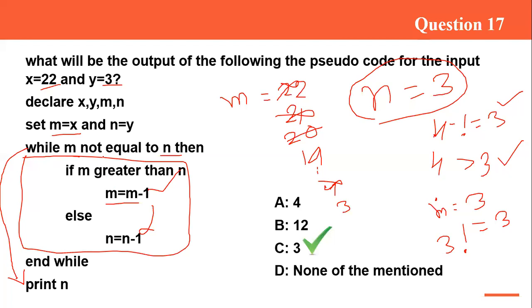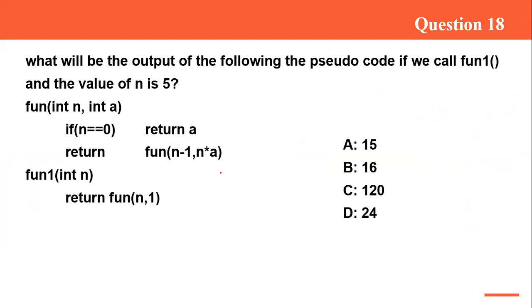What you have done, I think, is you thought 3 not equal to 3 is true, and you continued: 3 greater than 3, false. Then you made n equal to n minus 1. I think that's the mistake you made. But when 3 not equal to 3, here itself it is coming out of the while. It's not entering inside. Okay, that is a mistake you would have made. Don't make that. Got it. Super. Cool. Okay, moving on to the next one.